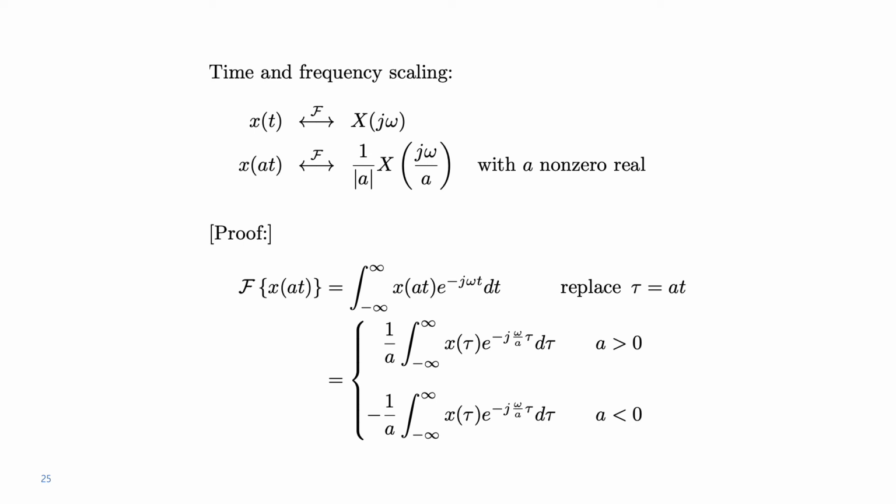And therefore the Fourier transform of x of at is, from this relationship, the Fourier transform of x evaluated for omega over a, because you see there's a term omega over a that appears in the integration, divided by the absolute value of a.